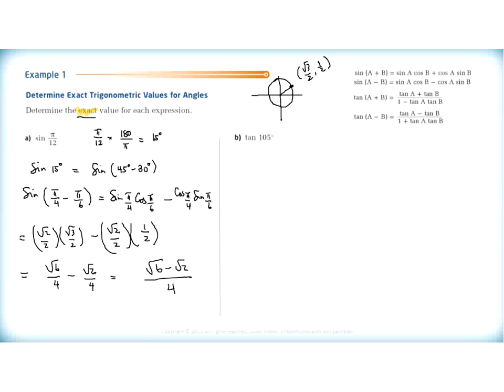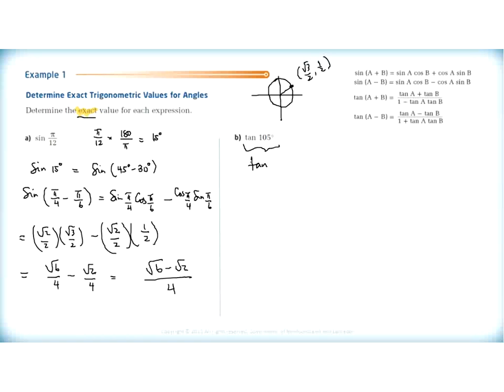Okay, in a similar way, I can find the exact value of the tan of 105. Again, I need to think about two values that I can either add or subtract to give me 105 that I can find the exact value of. So we need to think of two numbers. Let's think.